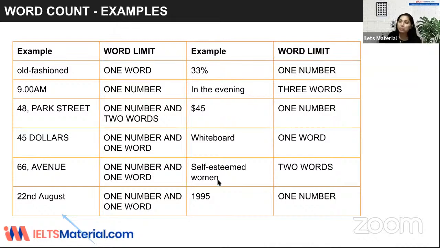And self-esteemed women. So this is considered as 2 words. Why? Because I already said that hyphenated words are considered as 1 word. So this particular word is 1, and the second word is women. So 2 words. Then we have 22nd August. 22nd is considered as 1 number, and August is considered as 1 word. And then we have the years, 1995, 2020, 2021, all of which would be considered as 1 number. So this is just to make you understand, so you don't get confused with the way you are going to write the answers according to the instructions. Just make sure that you're following this particular strategy.